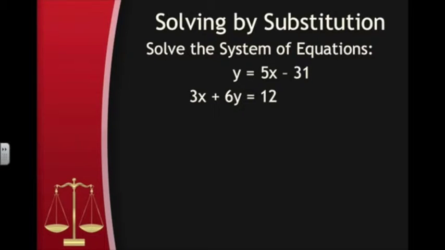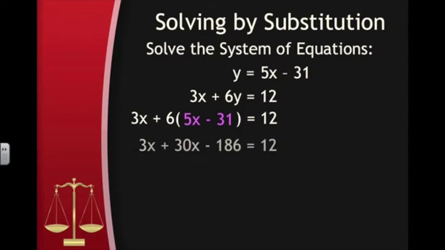Notice that we already know that y equals 5x minus 31. And to find the solution, we want y to equal the same thing in both equations. Since y equals 5x minus 31, we can substitute that in for y in the second equation. Once we do that, we end up with an equation that only has x's in it, so we can solve it to find the x-coordinate of our solution.